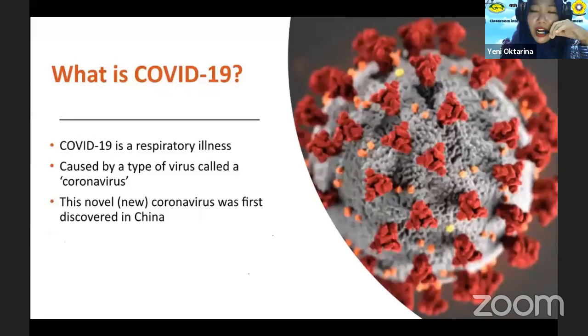Now, what is COVID-19? COVID-19 is a kind of virus that spreads by mammals. I mean, animals, actually mammals or birds, that influence respiratory illness for humans. This virus was first discovered in China, and now it has happened in Indonesia.